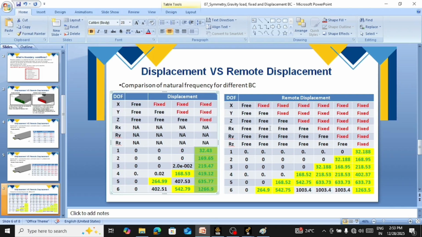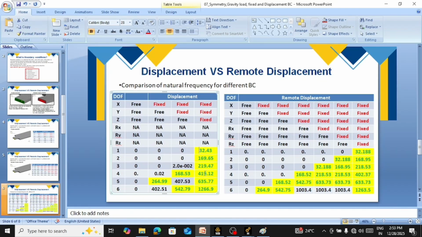But in the case of remote displacement, if you are fixing 1, you have only one non-zero value, because this is coming from constraining the boundary condition in the x direction. In the second case you have two fixed constraints, so you have the stiffness coming from the fixation of the remote point in the x direction and y direction. If you're fixing x, y, z, you have 3 non-zero values. If you have x, y, z and rotation in x, then you have 4. If you're fixing 5 degrees of freedom, then you have 5, and if you're fixing all degrees of freedom, you have 6.